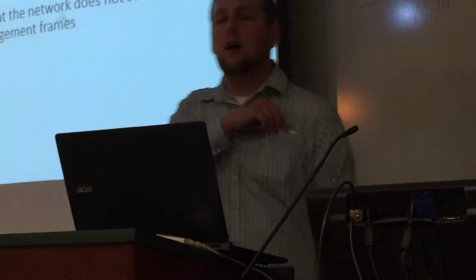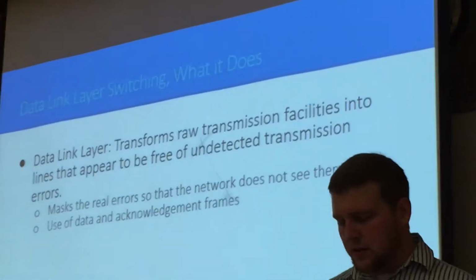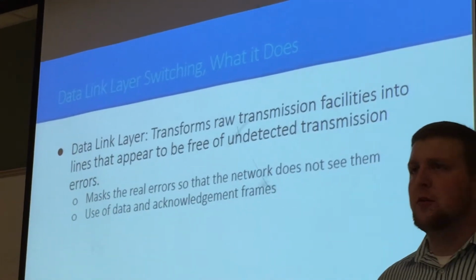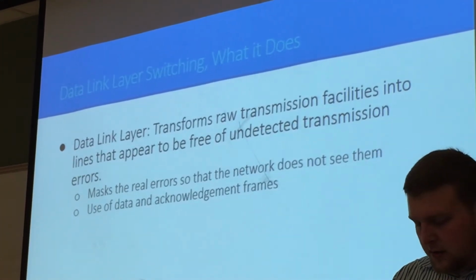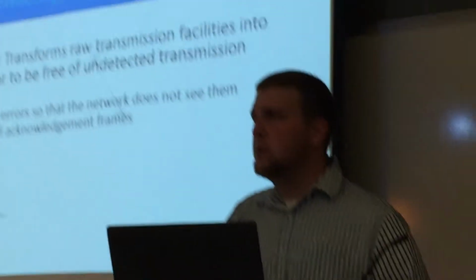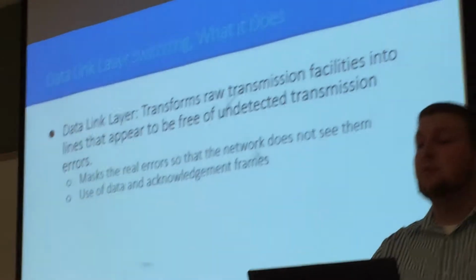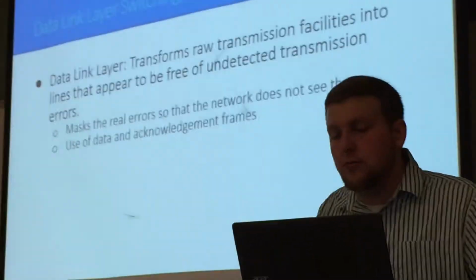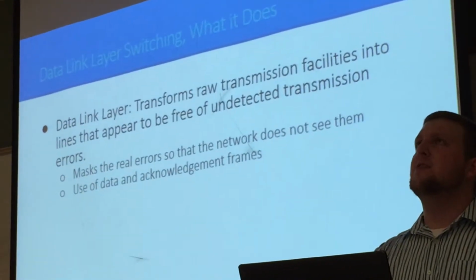Alright, so I'm going to talk about data link layer switching. First off, just a little reminder about what the data link layer is. It's one of the 7 layers in the OSI reference model. It transforms raw transmission facilities into lines that appear to be free of undetected errors.